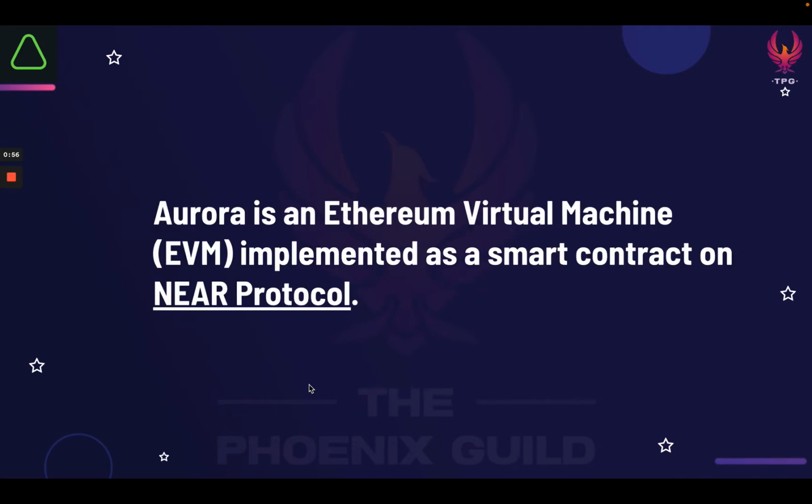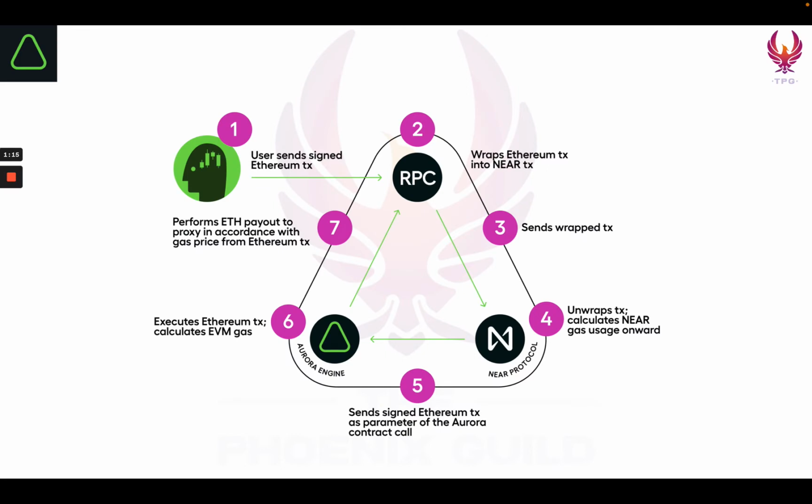So, how does Aurora do that? How does it work technically? Aurora is an Ethereum virtual machine implemented as a smart contract on your protocol. It consists of an Ethereum virtual machine and a trustless bridge that work together. Let's understand a little bit about how a transaction would potentially work on Aurora.